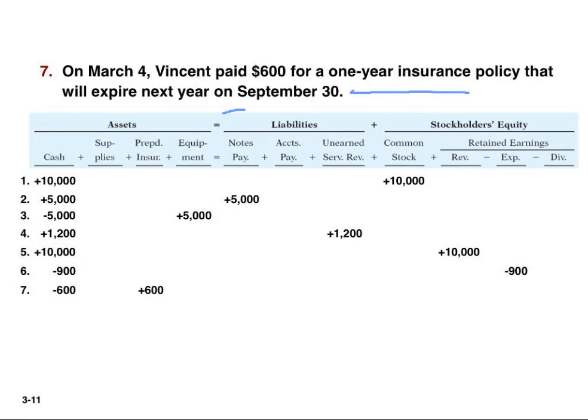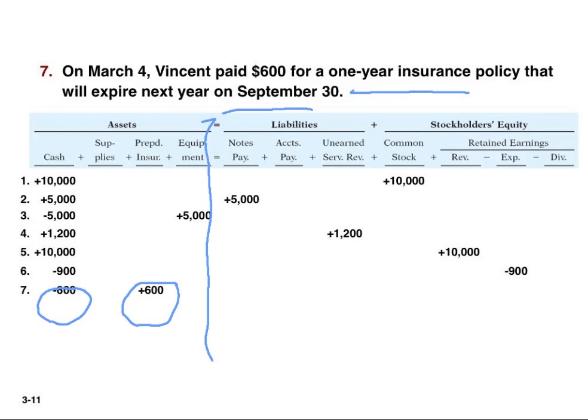On March 4th, Vincent paid a 1-year insurance policy that will expire next September. So now we've purchased an asset, a 1-year insurance protection, and we paid $600 for it. So our cash goes down $600 because we paid it, but we have an asset now called prepaid insurance, so it goes up, and there you have a negative and a positive on the same side of the equal sign.